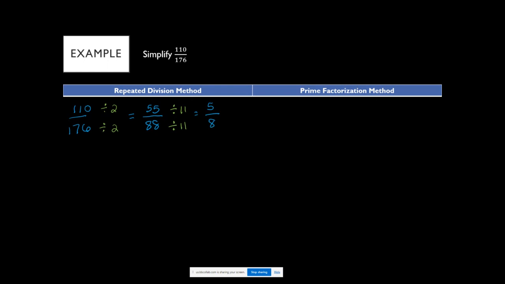And then 5 and 8 don't have anything in common. I can't divide a number out of both of those. So that is simplified, reduced.